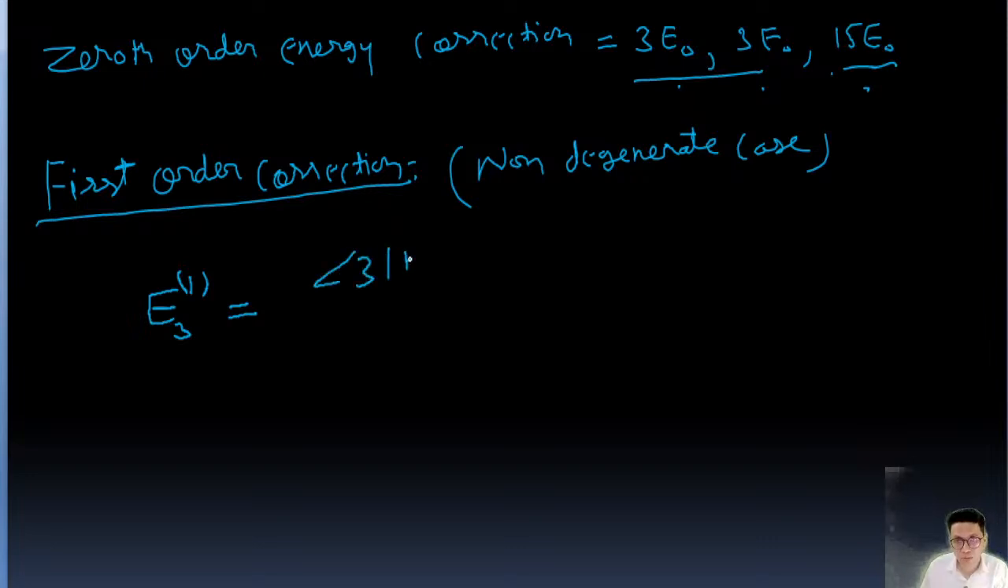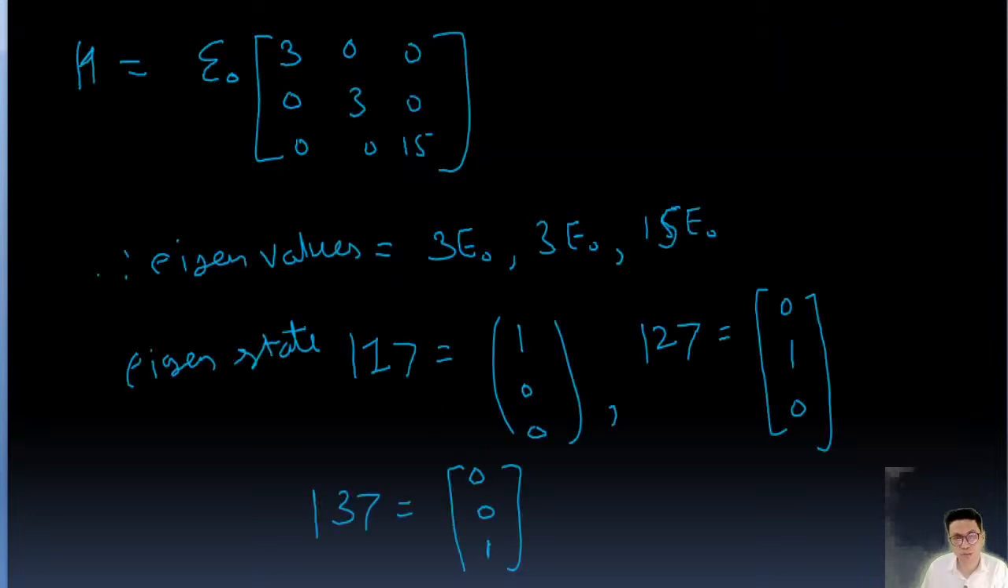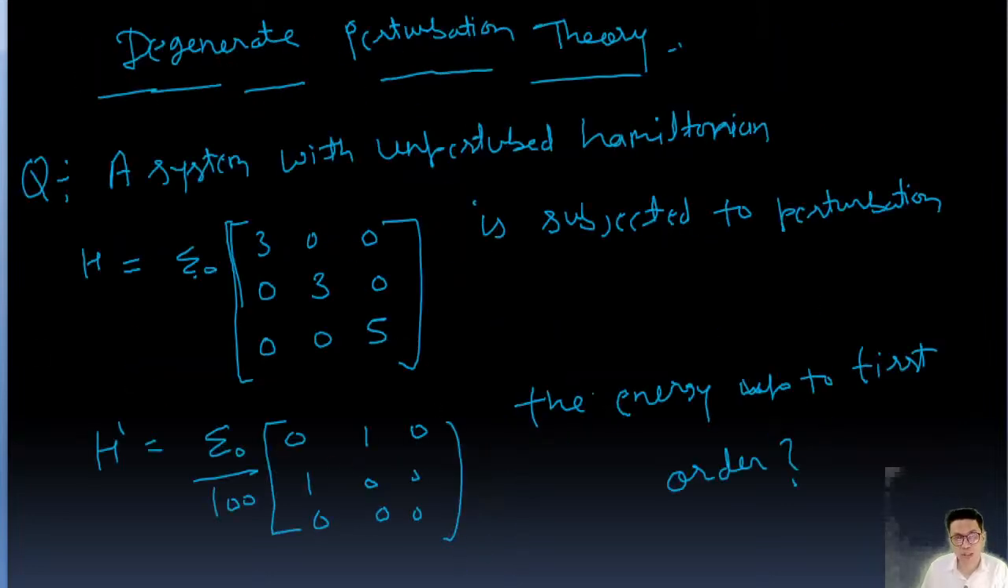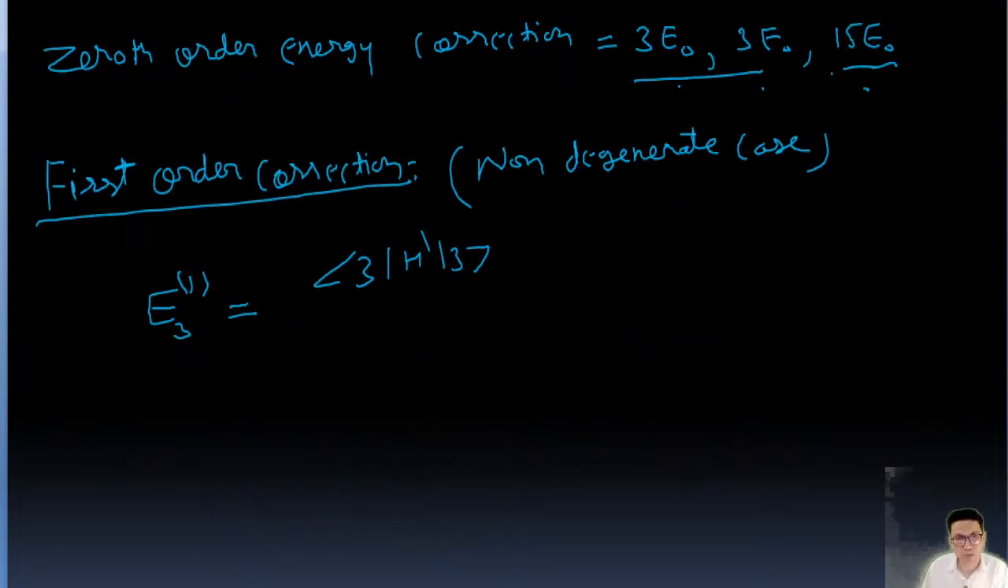That is <3|H'|3>, right? These states we know here. I'm explaining each and every step very carefully, okay? So I would request you just pay attention and understand, because you can get questions from degenerate perturbation theory in your examination, okay?